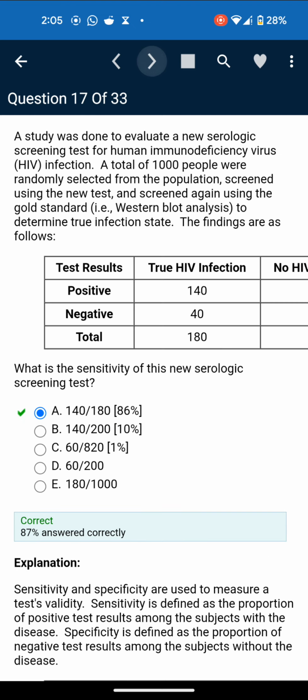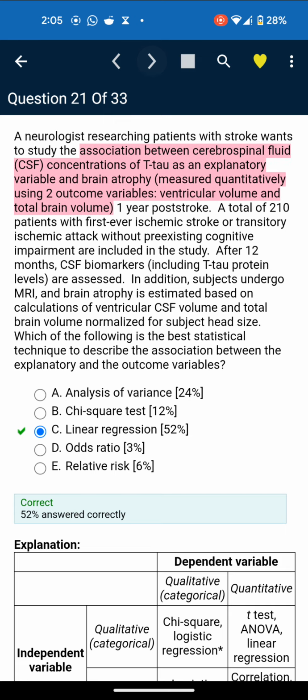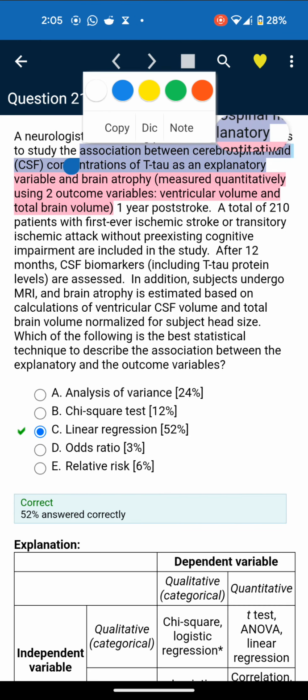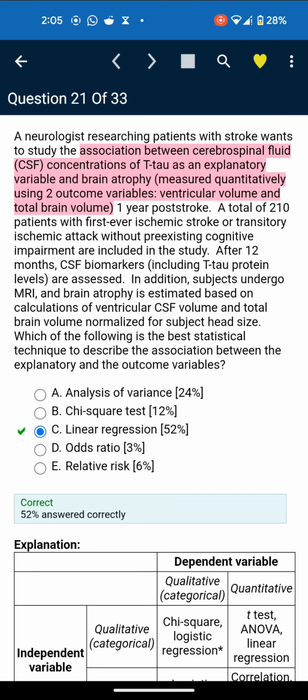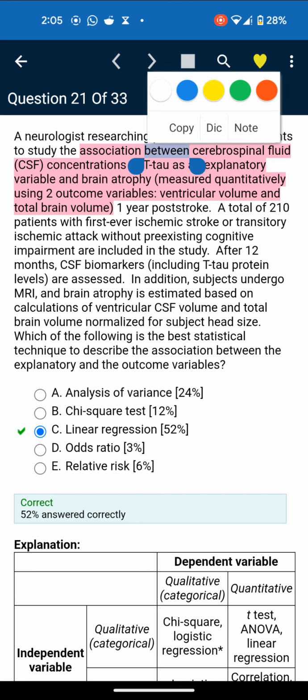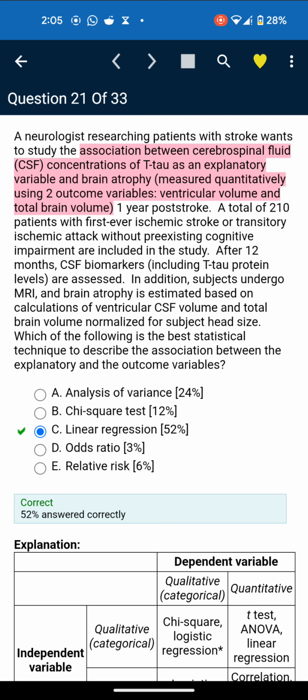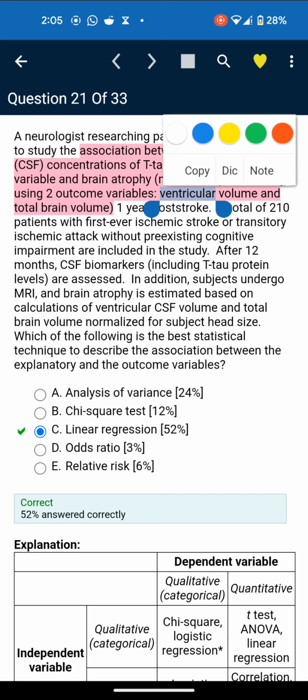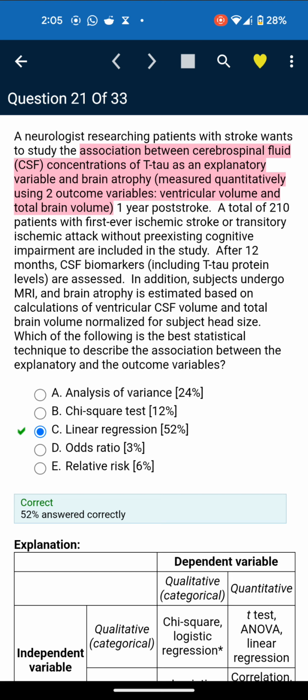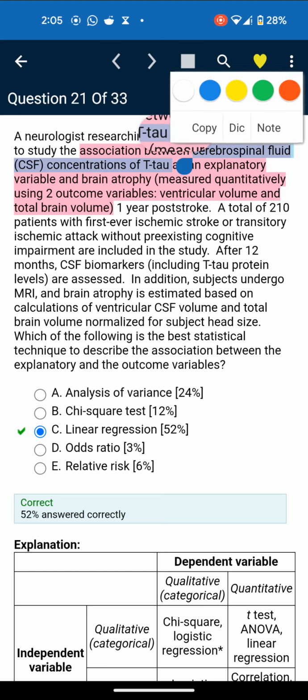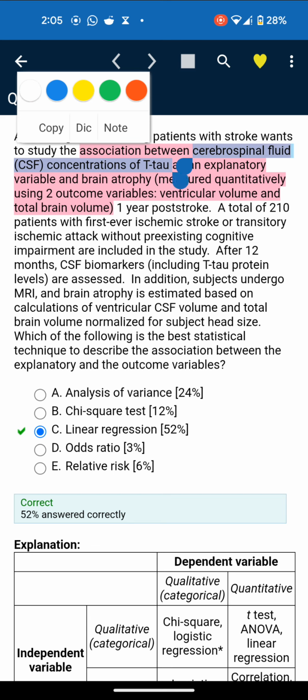So now we're going to find more questions. Okay. In this, they're trying to see the association between CSF tau and brain atrophy using two outcome variables, right? They're trying to see whether there's an association between CSF concentrations of tau and ventricular volume and total brain volume. So the outcome is continuous, right? And the predictor, is it categorical?